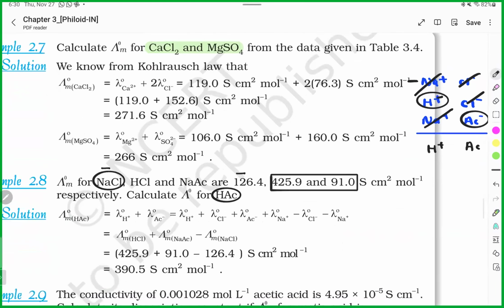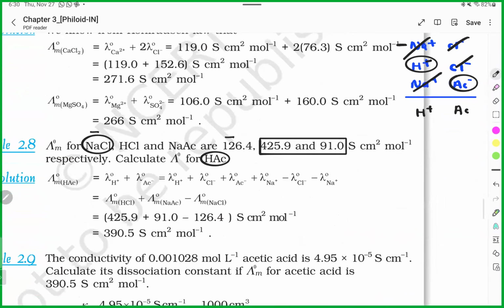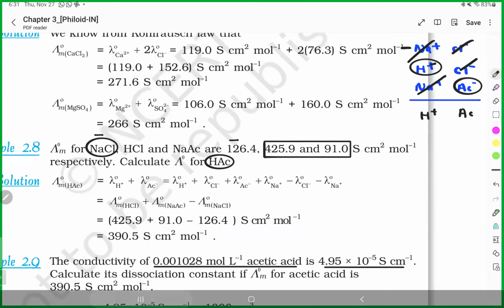Okay, this is a very popular question. Solve this question. Conductivity of this acetic solution is this. Based on the unit, you can easily tell what we are talking about. Calculate the dissociation constant. I didn't teach you dissociation constant, na? I'll finish the dissociation constant once.